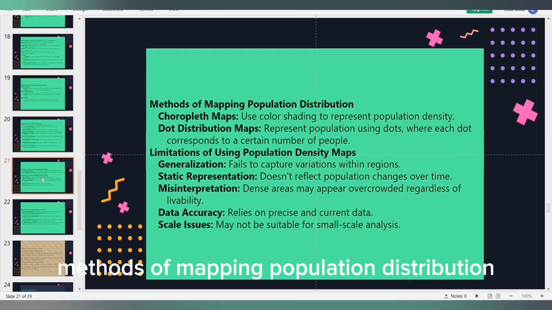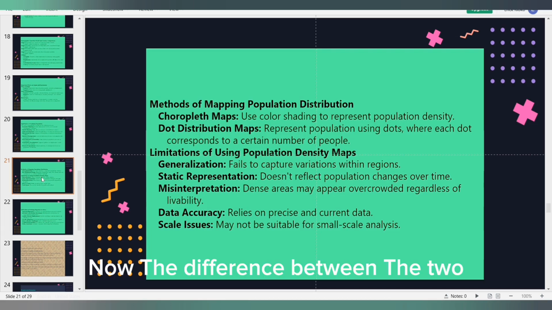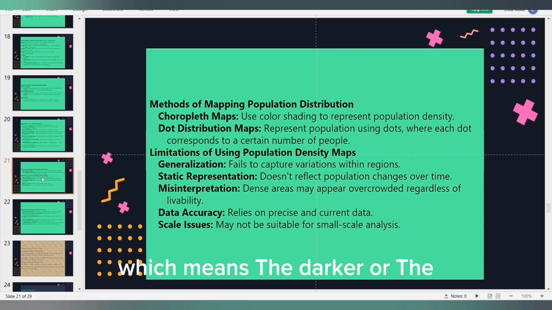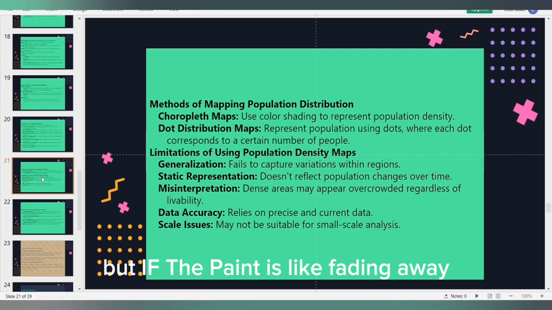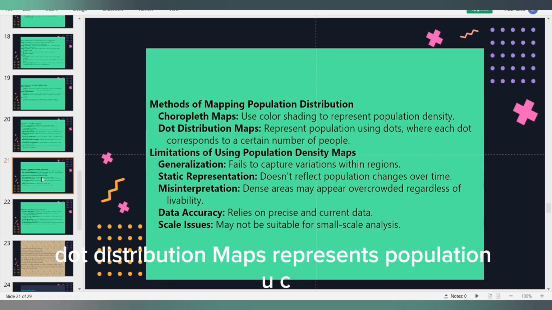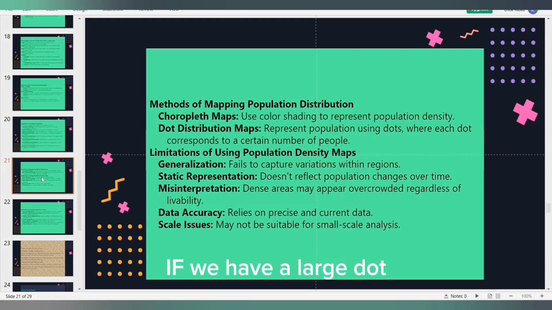21. Methods of mapping population distribution. We may have choropleth maps and dot distribution maps. Now the difference between the two: choropleth maps use color shading, which means the darker or the more paint in the map, the higher the population. But if the paint is fading away, the lower the population. Dot distribution maps represent population using dots, where each dot corresponds to a certain number of people. For example, if we have a large dot, we know that there are many people, but a small dot means few people.